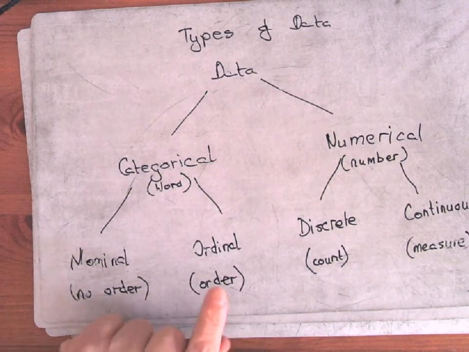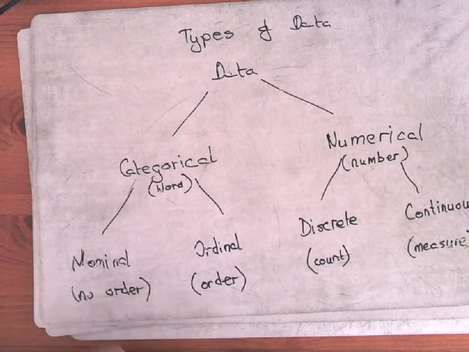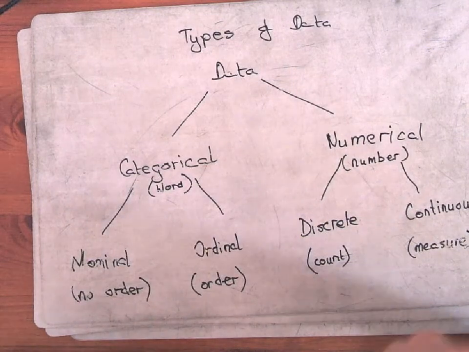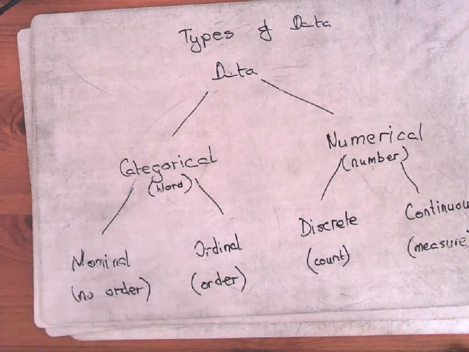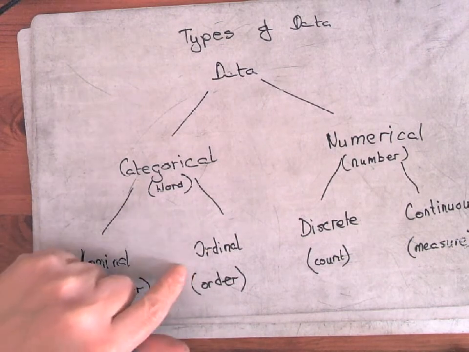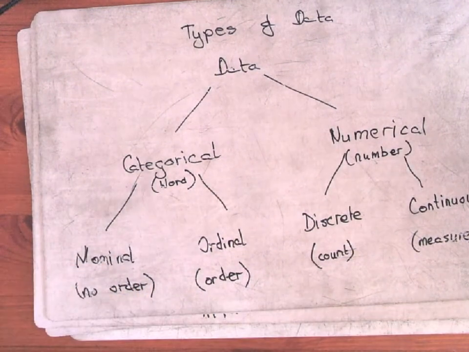Ordinal, there's an order. Something like that might be, what size hoodie do you take? I take an extra small, a medium, a large, extra large. Or something like, how satisfied were you with the service? Very satisfied, not satisfied, something like that.